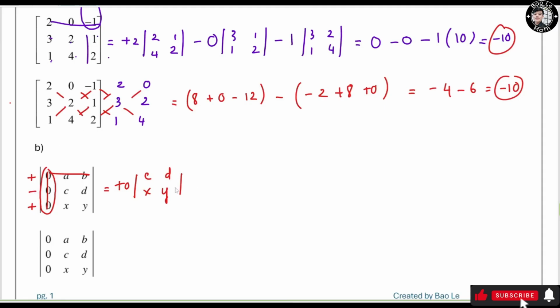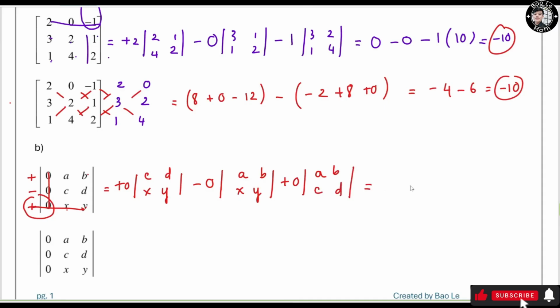Now second one, it should be right here, minus 0, cross out this one and cross out this one. Should be A, B, S, Y, left, right? The third one, plus 0, right? Cross out this guy, should be A, B, C, D, right? So the answer technically 0, right?